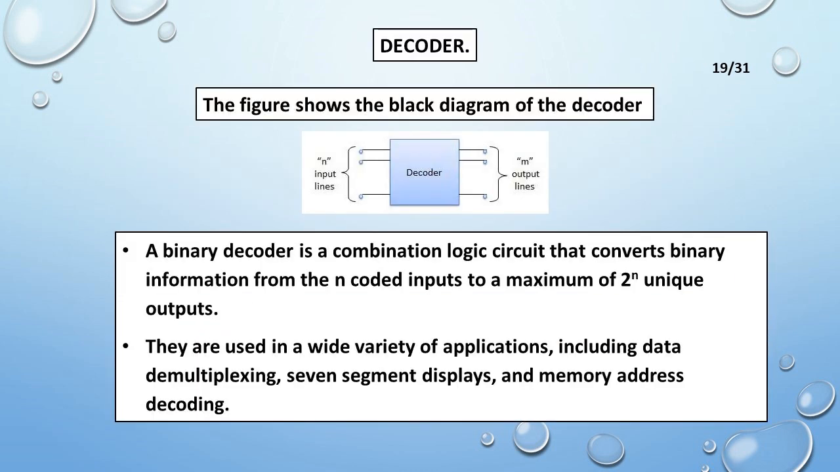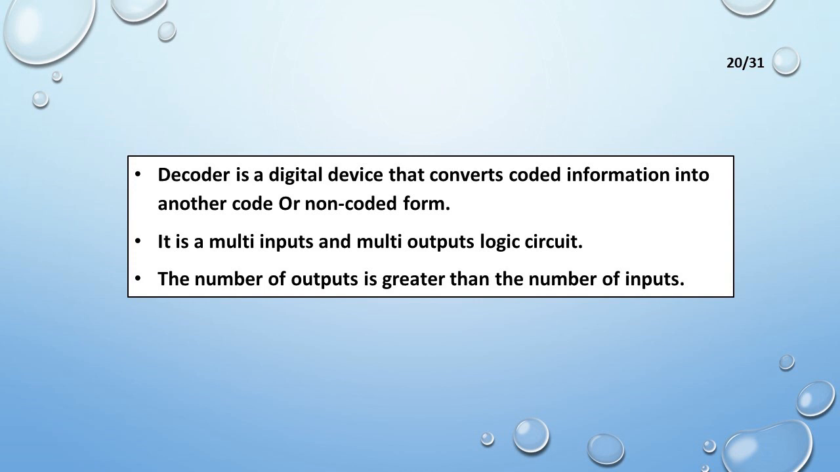Decoder. The figure shows the block diagram of the decoder. A binary decoder is a combinational logic circuit that converts binary information from the encoded inputs to a maximum of 2 power n unique outputs. They are used in a wide variety of applications including data demultiplexing, 7-segment displays and memory address decoding. A decoder is a digital device that converts coded information into another code or non-coded form. It is a multi-input and multi-output logic circuit. The number of outputs is greater than the number of inputs.